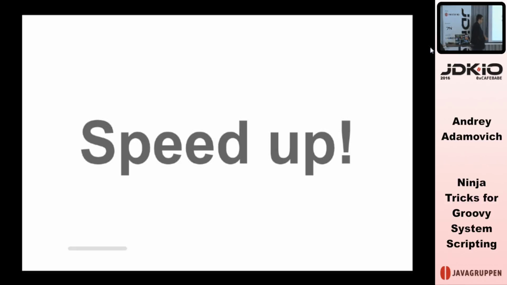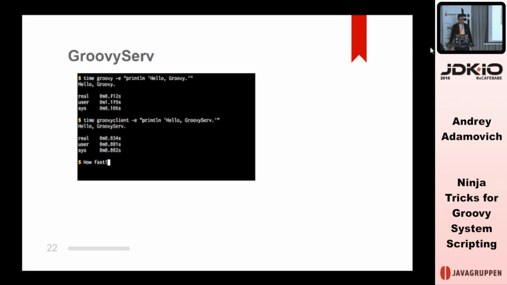One thing that some people may complain about in Java in general is that the startup time for the runtime could be noticeable. And Groovy has an answer for that. It's called GroovyServ. Basically, it's a small client-server application which runs the Groovy runtime in the background and allows you to start Groovy scripts faster. So, for example, if you run a Groovy script printing hello Groovy, it will take roughly 2 seconds on this system.